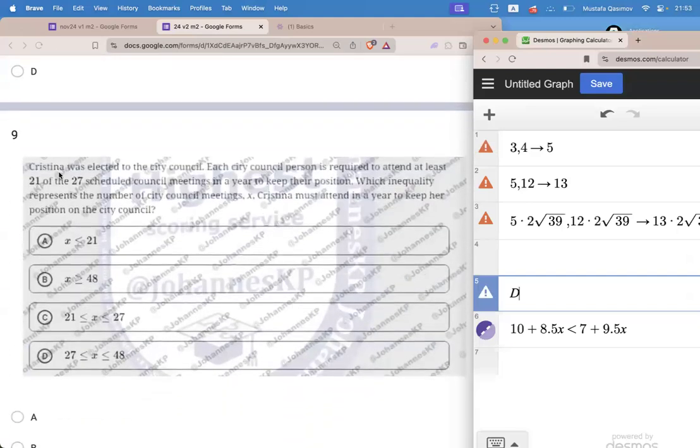9. At least 20 of the 27, so C. C is correct. At least 21 means x is greater than or equal to 21. It is C.